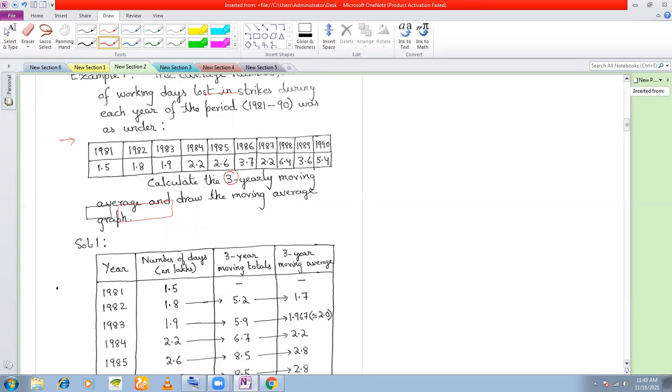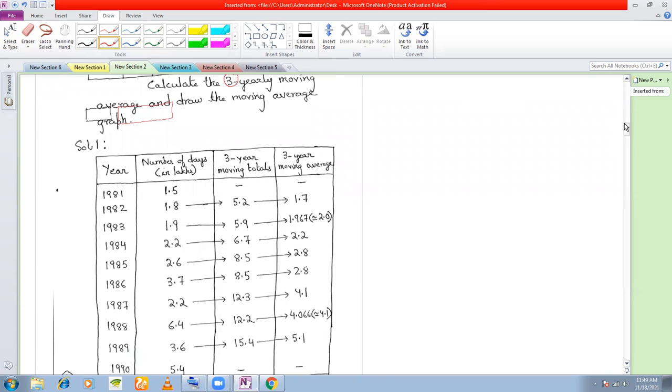So 3 year moving average means that whatever average you are going to get is in between. Because if I have three quantities, then I will have only one middle one, isn't it? So in order to calculate the total, I add up these three to get 5.2, and I write it in between here. Because we have only one middle value, that is why I write this 3 year moving total against this 1.8 in between.